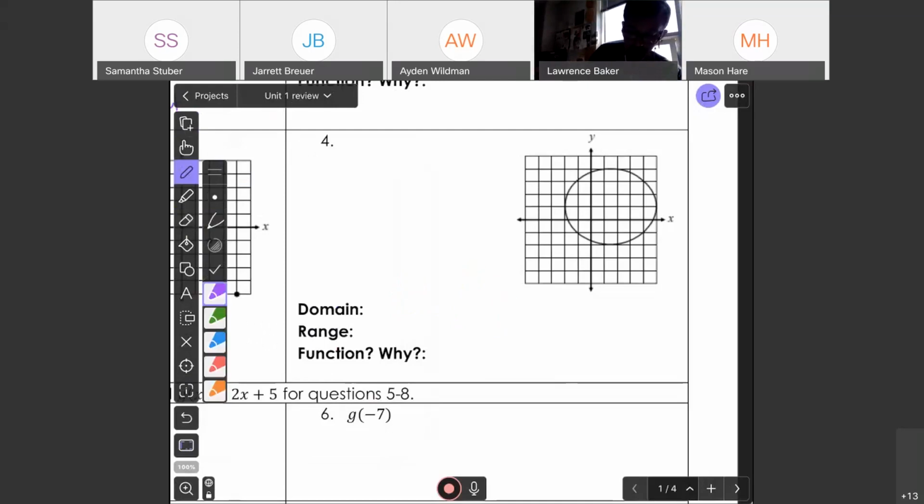It's clear. Remember domain, our x values, leftist to rightist. What's our leftist value? It's -2. What's our rightist value? 5. So from -2 to 5, we can pick brackets or parentheses based on whether it's hitting the number or not. And remember, unless it tells us it's not, we have to assume that it is. So we're hitting -2, we're hitting 5, so it's brackets on those.